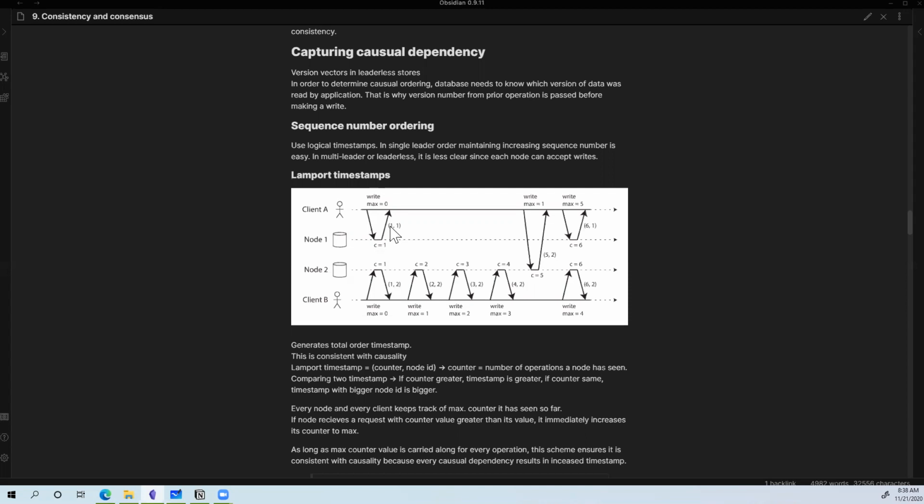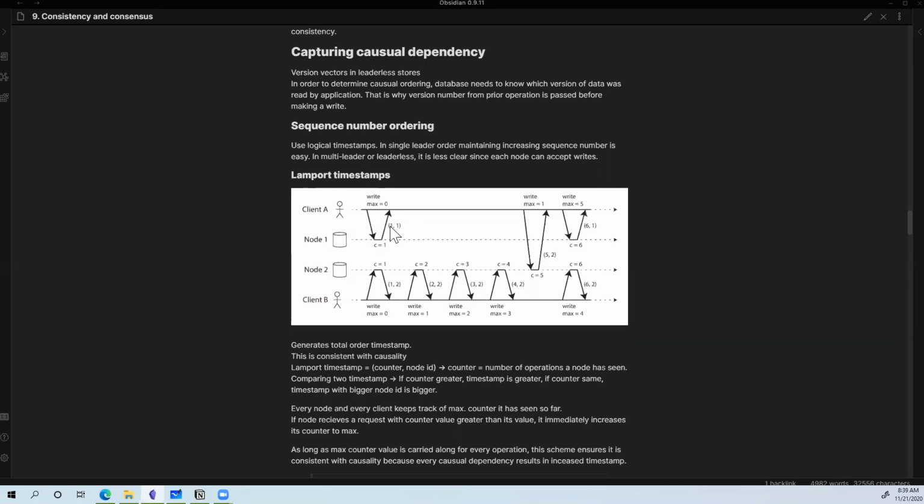So client B will get it. Let's say client B has contacted the node ID 2, which is higher than node 1.